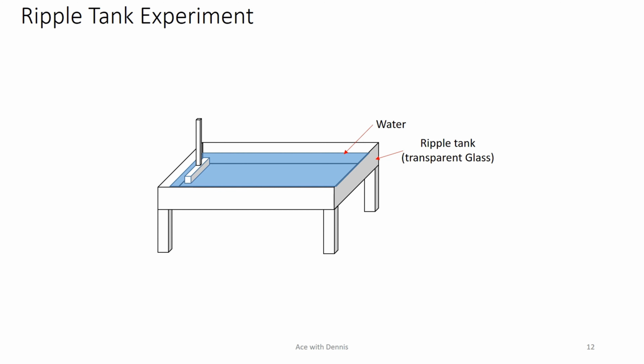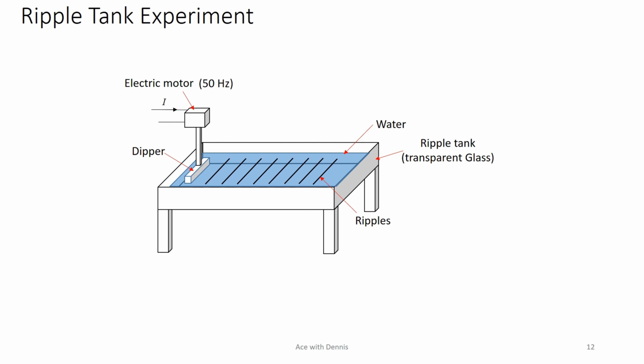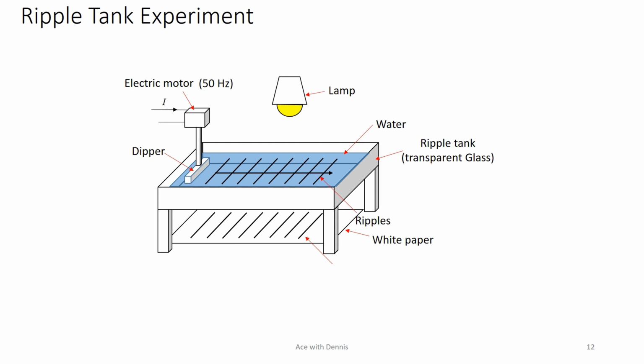and we place the dipper at this position. This dipper is connected to a motor, which will vibrate at a frequency of 50 Hz. When it vibrates, a series of ripples will be produced and move in this direction. We place a piece of white paper at the bottom and shine a lamp from the top so that we can see the ripple shadow on the white paper.